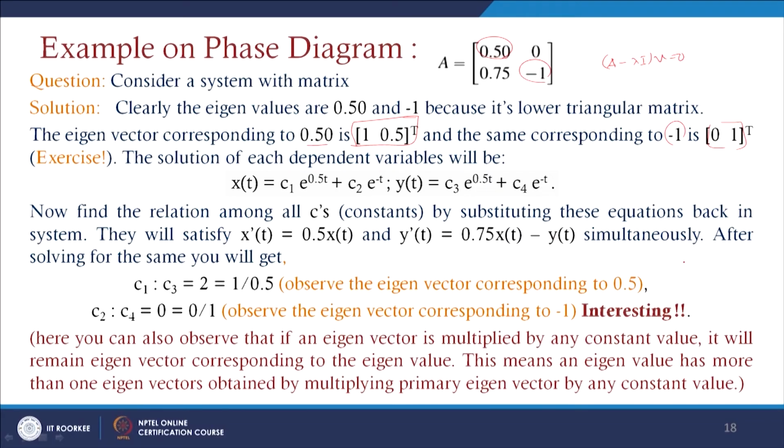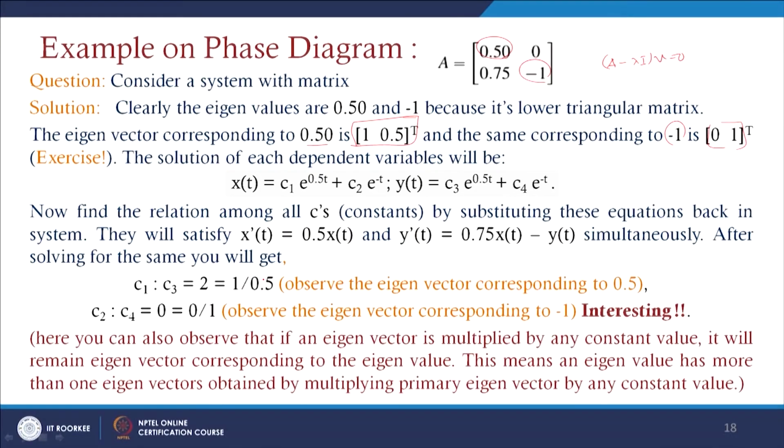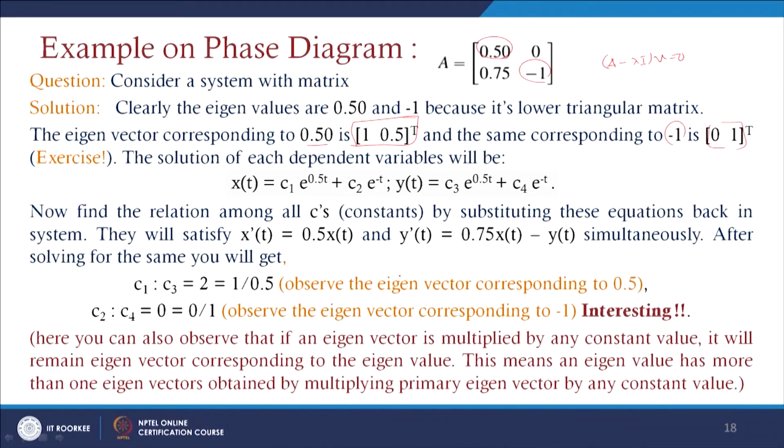So, after solving this we can find C1 by C3, which is nothing but 2. This is the ratio of the 2 eigenvectors, but since vectors are not divisible we cannot write it in that form. Similarly, C2 by C4 is 0 by 1 itself, and you can find that the eigenvector corresponding to minus 1 is 0 and 1, and the eigenvector corresponding to 0.5 is 1 and 0.5. These eigenvectors, as I told in the previous slide, are not unique and can be multiplied by a constant value. This means that an eigenvalue has more than one eigenvector, obtained by multiplying the primary eigenvector by any constant value.